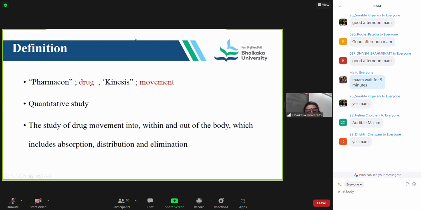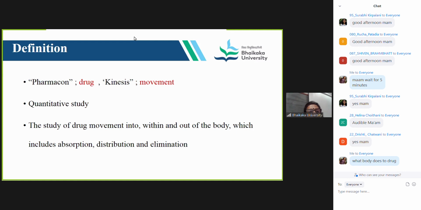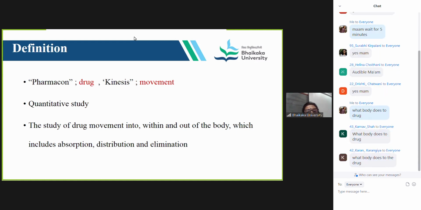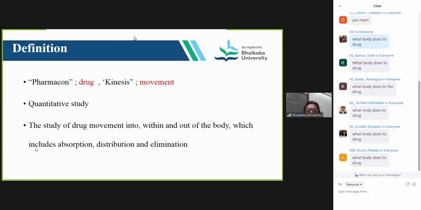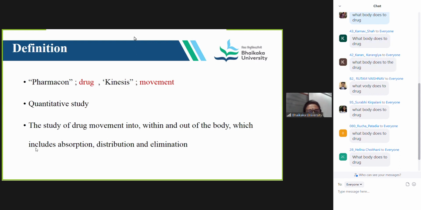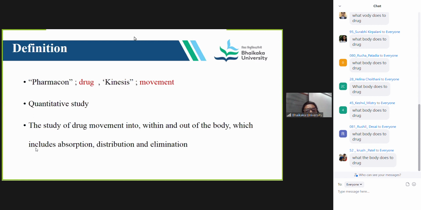I have already described it. Would anyone like to explain the definition? What the body does to the drug, right? Usually we say pharmacokinetics is what the body does to the drug, and pharmacodynamics is what the drug does to the body. Very good. So this is the one-statement definition.